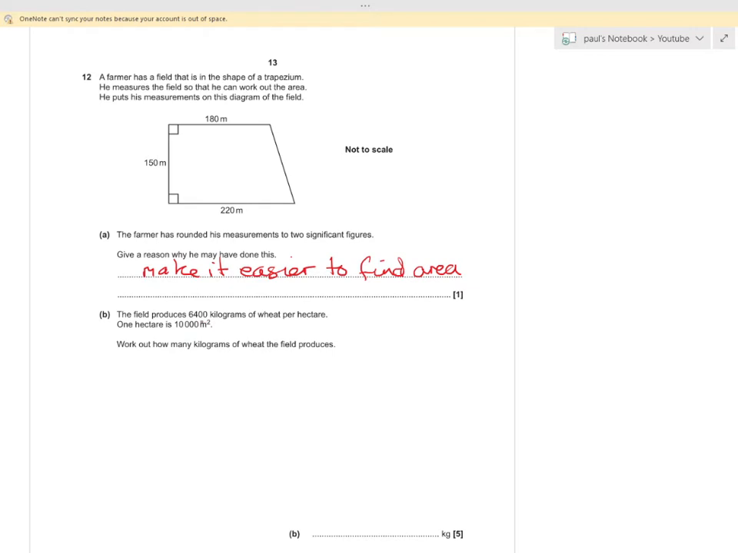The field produces 6,400 kilograms of wheat per hectare. 1 hectare is all that. Work out how many kilograms of wheat the field produces. So we've got to work out the area of the field. Trapezium: the area equals the top plus the bottom divided by 2 times the height, which is 180 plus 220 divided by 2 times 150. So that's 400 divided by 2, which is 200, which is 200 times 150.